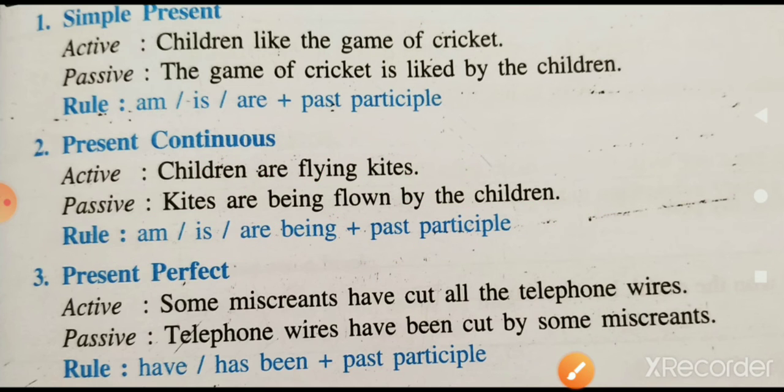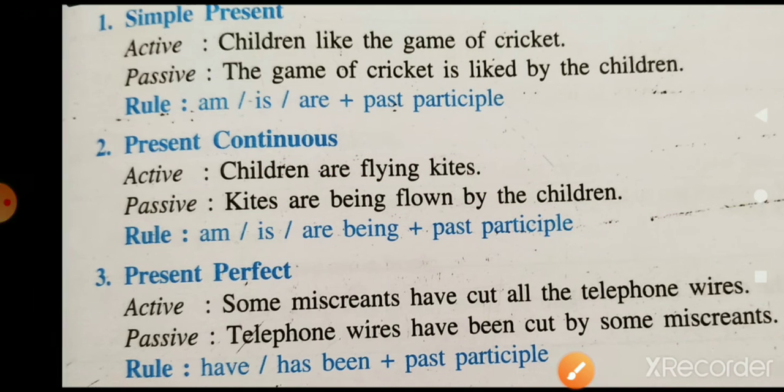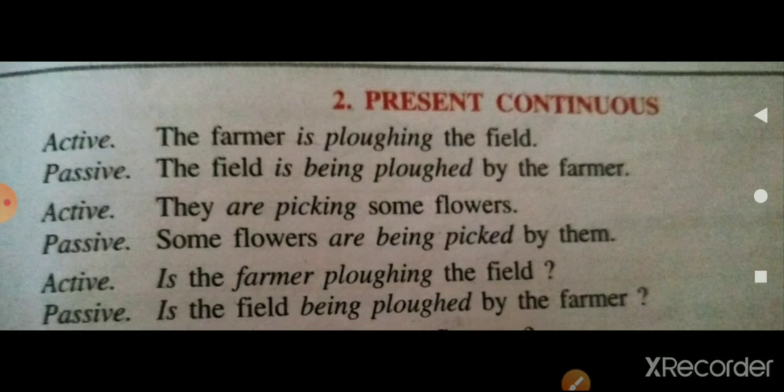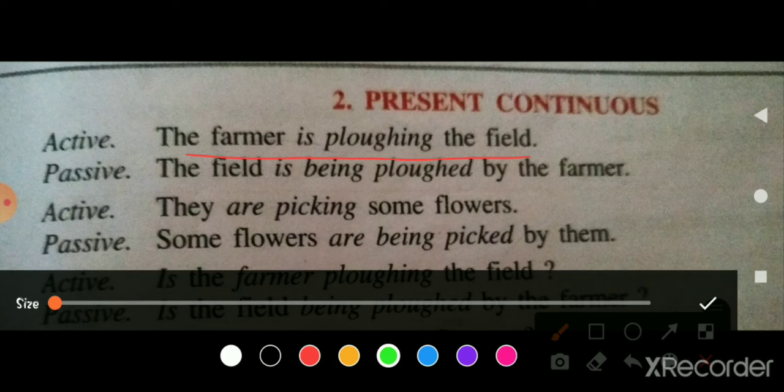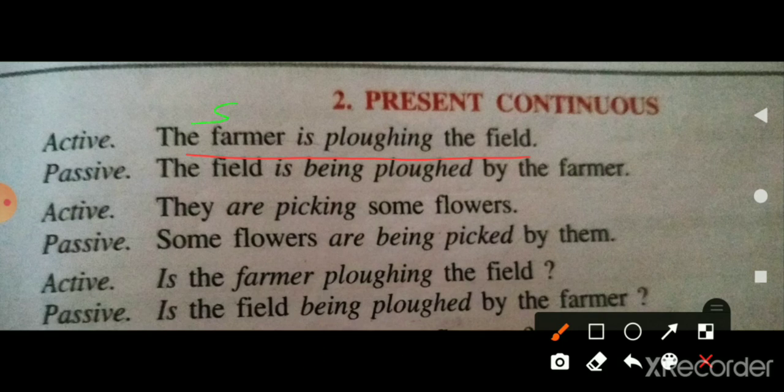Now let's see some other examples, a few more examples of present continuous tense here. So see the first example, students: the farmer is ploughing the field. Here, what is the subject? The subject is this one, farmer. The verb is this, and the object is this.